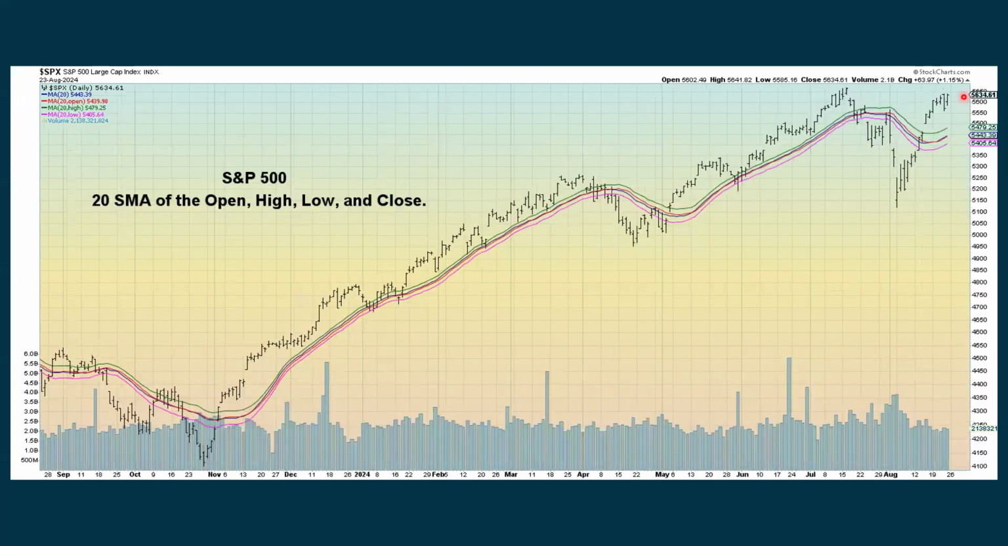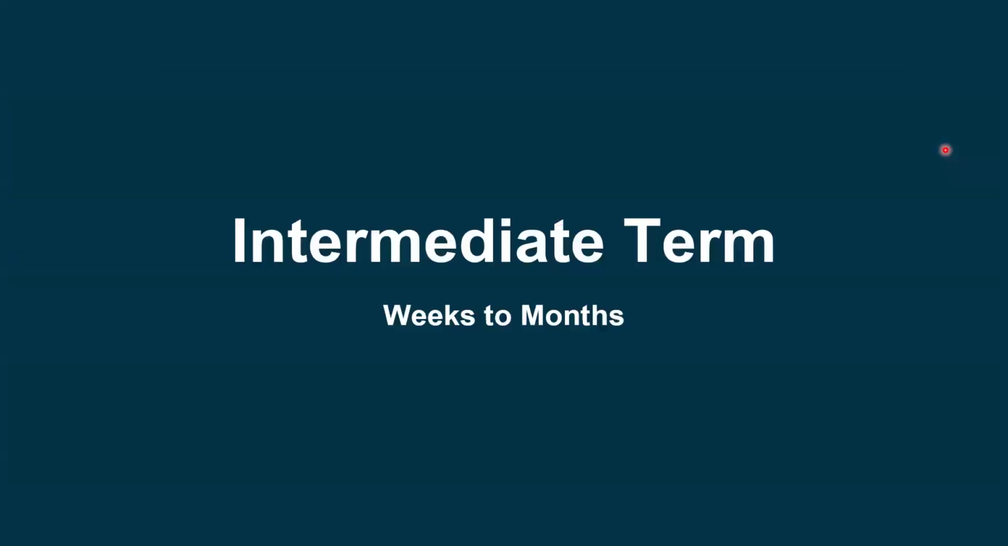Then here's another short-term study. This is a simple moving average based on 20 periods of the open, high, low, close. We're well above all of these lines and we're turning back more positive. So the lines in this little mini rainbow are starting to go back up.